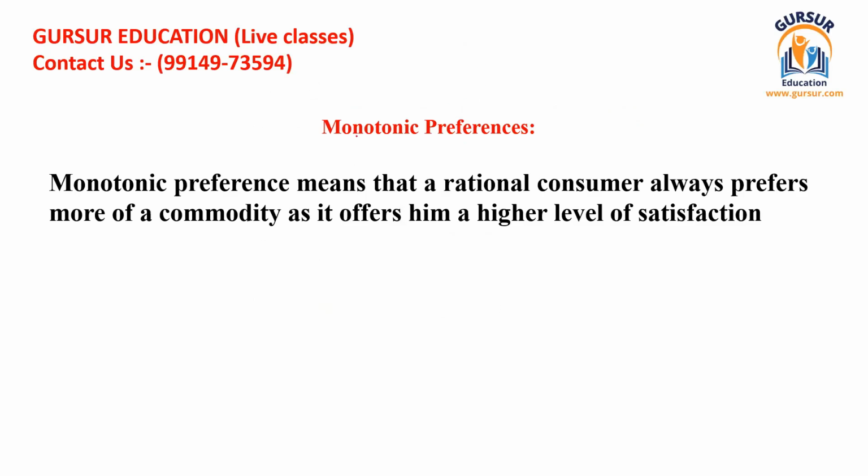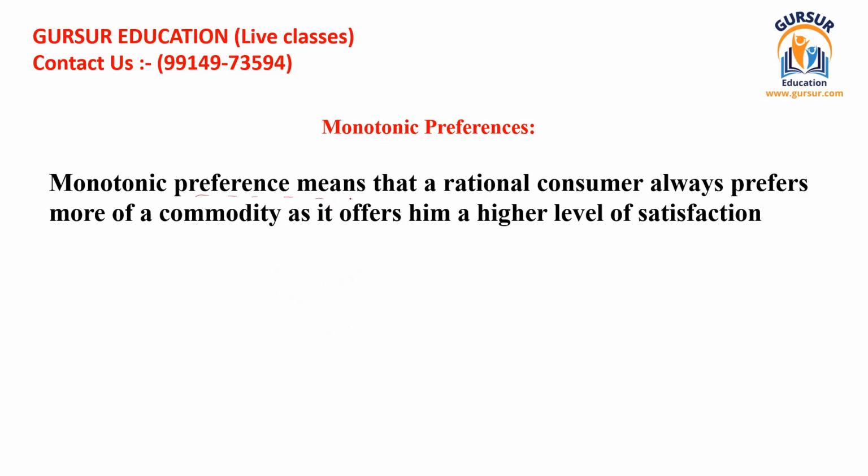Here is a very important term which is used in the concept of indifference curve analysis, and this is known as monotonic preferences. What are these? It's obvious that you shall prefer that commodity which has a higher level of satisfaction. Suppose there are two commodities available, apples and bananas, and whatever you like the most, whatever gives you the most satisfaction, you will obviously prefer that commodity, and this is known as monotonic preferences.